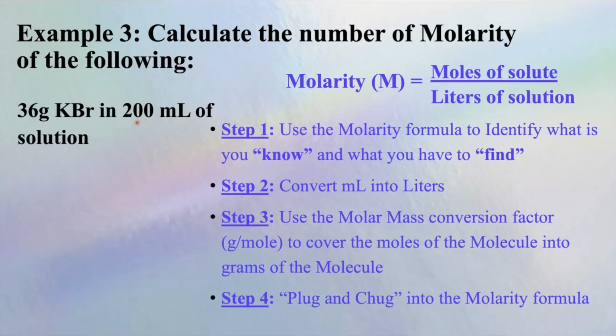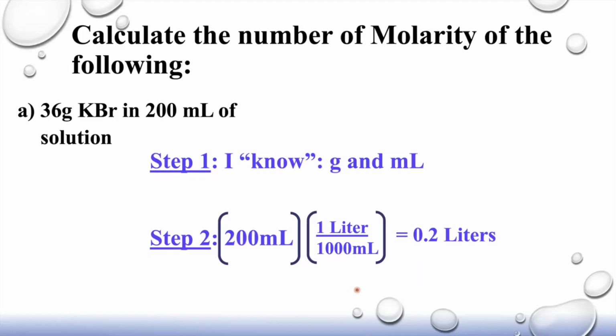We do know milliliters. So like before, step number 2, we need to convert milliliters into liters, and then we can check off this piece. But here's the deal, we don't know moles, we know grams. So as much as I said this is the easiest, it's not too bad. We are going to find moles with grams, and how do we do that? Like our first example, you are going to use that molar mass conversion, so we need to figure out the molar mass. Then step number 4, plug and chug. So let's go ahead and get moving.